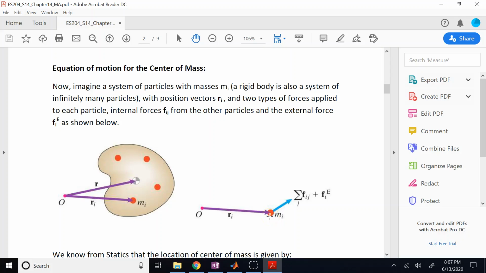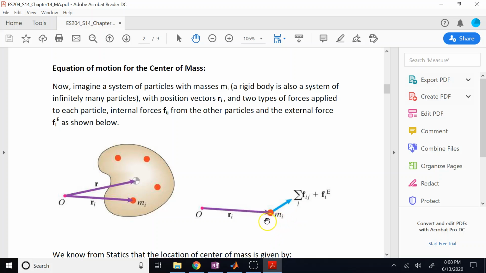Now, each one of these particles is subjected to two types of forces. One is internal forces, the other one external. So here F sub i superscript E is the external force applied to the ith particle, and F_ij is the internal force applied from the jth particle to the ith particle. And since I have a bunch of those jth particles, if I want the sum of all internal forces from all other particles applied to m_i, then I have to what? Sum all of those forces together. So this summation is the sum of all internal forces on m_i. This guy is the external force on m_i, right?